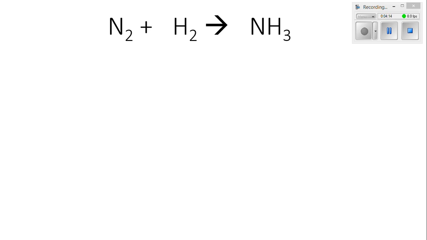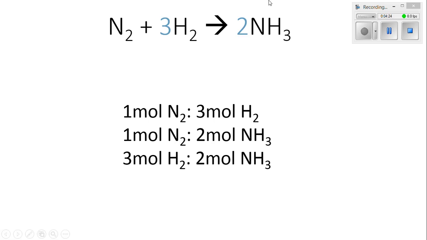Did you remember to balance the chemical equation? Because right now it is not balanced. And if you did not balance it, you're not going to have the correct ratios. So with a balanced chemical equation, 1 mole of nitrogen to 3 moles of hydrogen. 1 mole of nitrogen, 2 moles of nitrogen trihydride, also known as ammonia. And then 3 moles of hydrogen to 2 moles of ammonia.